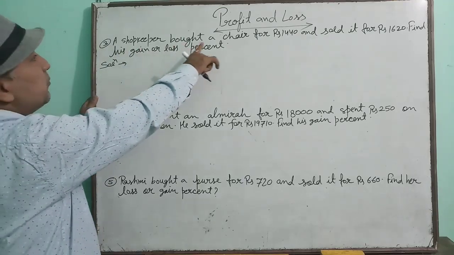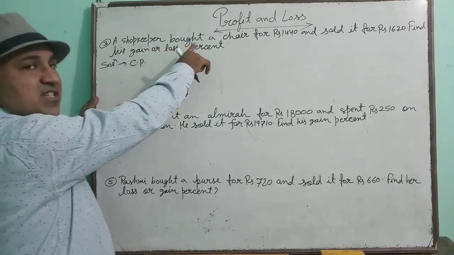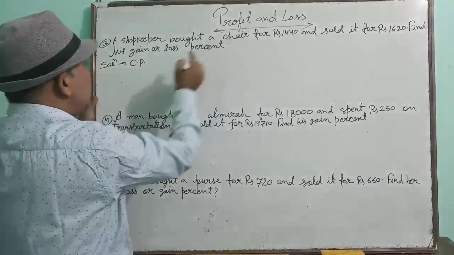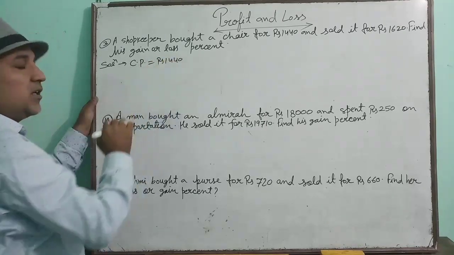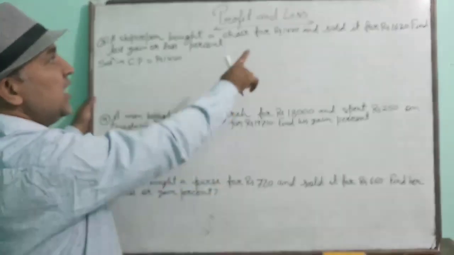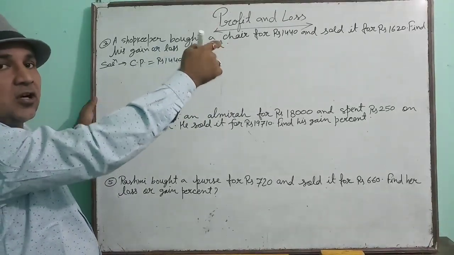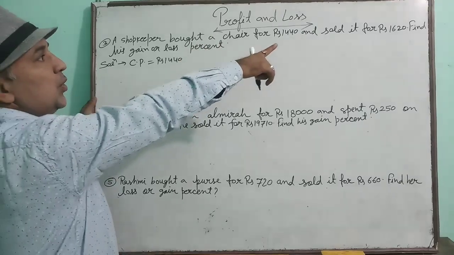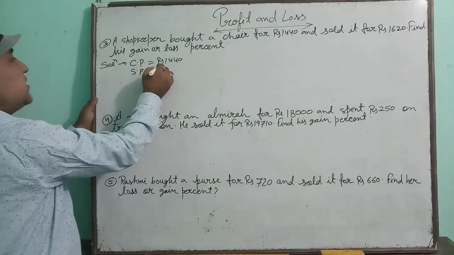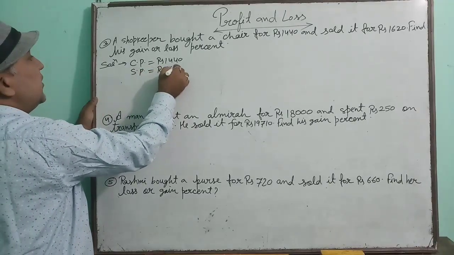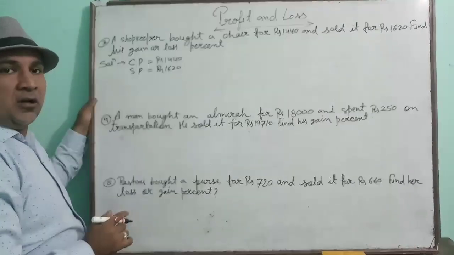A shopkeeper bought a chair for this rupees. The price at which something is bought is called the cost price. That means rupees 1440 is the cost price, and sold it. The price at which something is sold is called the selling price. So sold it for rupees 1620. That means selling price is rupees 1620. Now tell, is there gain or loss?